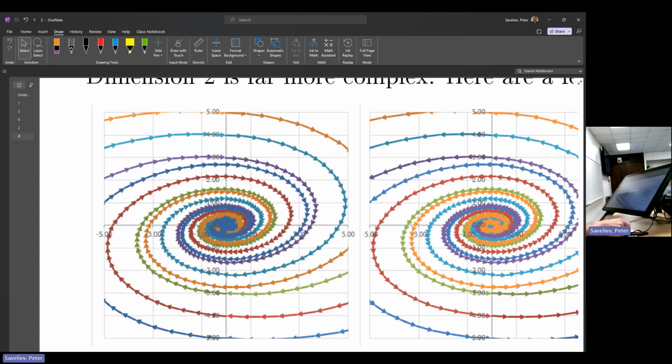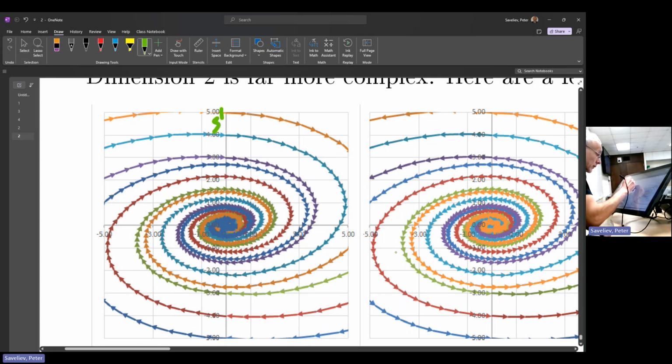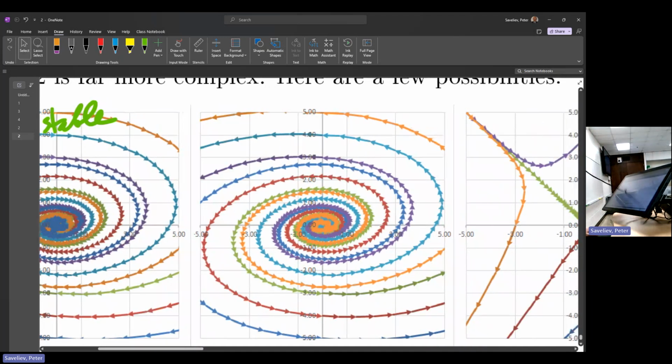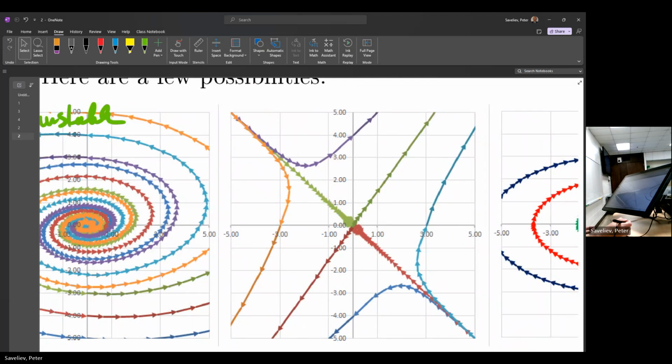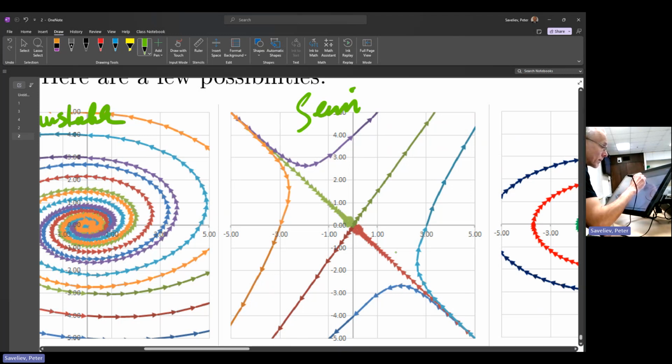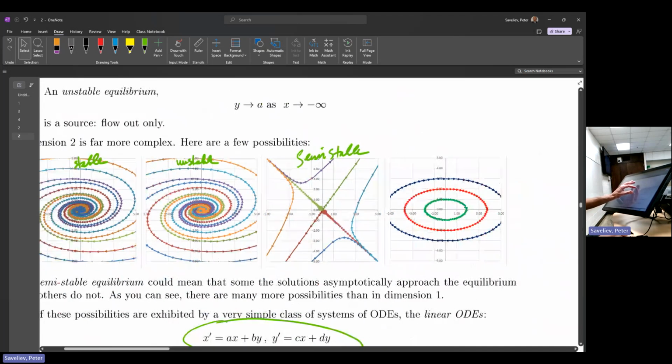So what kind of equilibrium is this? It is stable because they all go towards it, and this one goes away from it, so it's unstable. What about this one? Semi-stable, because some go in and some go out. There is another equilibrium that's really special, like this.